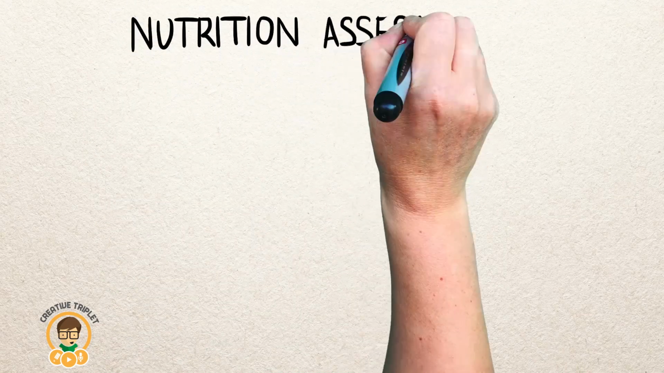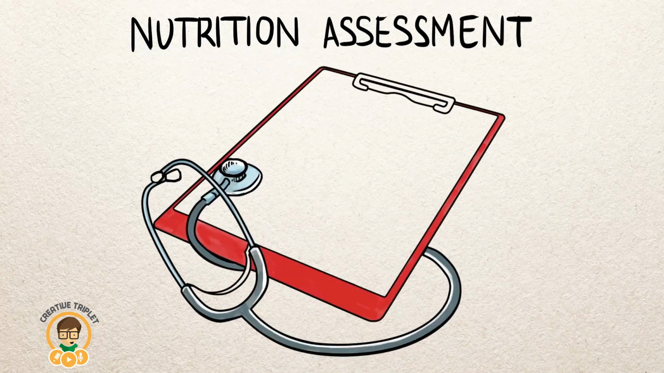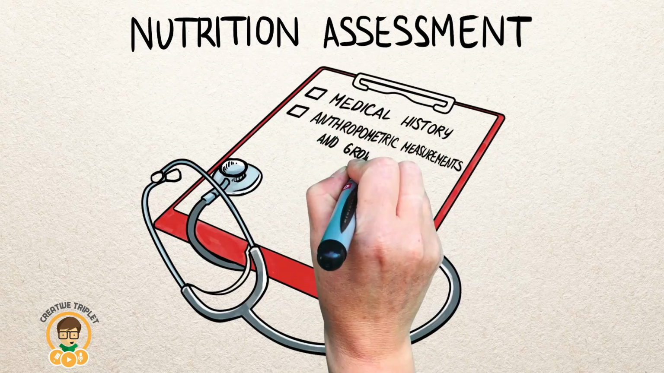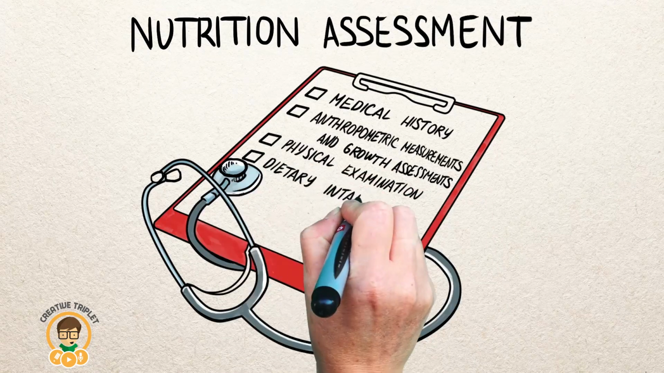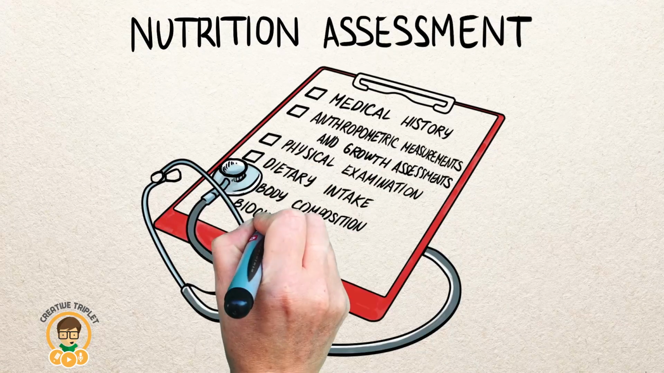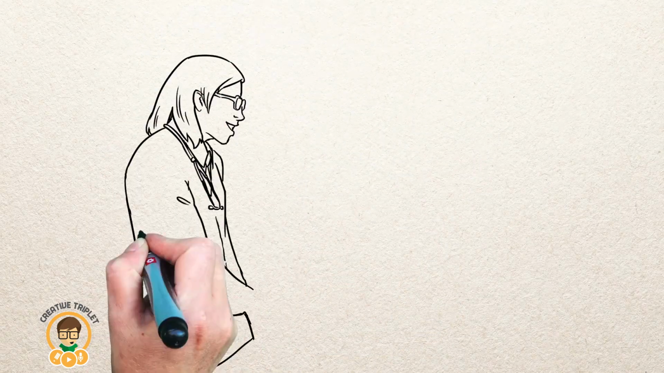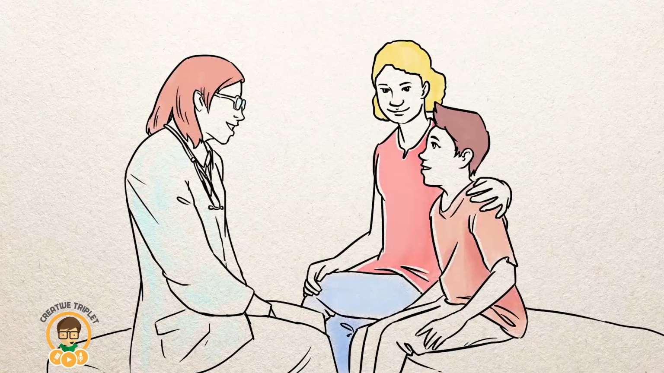Comprehensive nutrition assessment is the quantitative evaluation of a person's nutritional status that incorporates medical history, anthropometric measurements and growth assessment, physical examination, dietary intake, body composition, and biochemical indices. A medical history identifies risk factors that may lead to under or overnutrition.